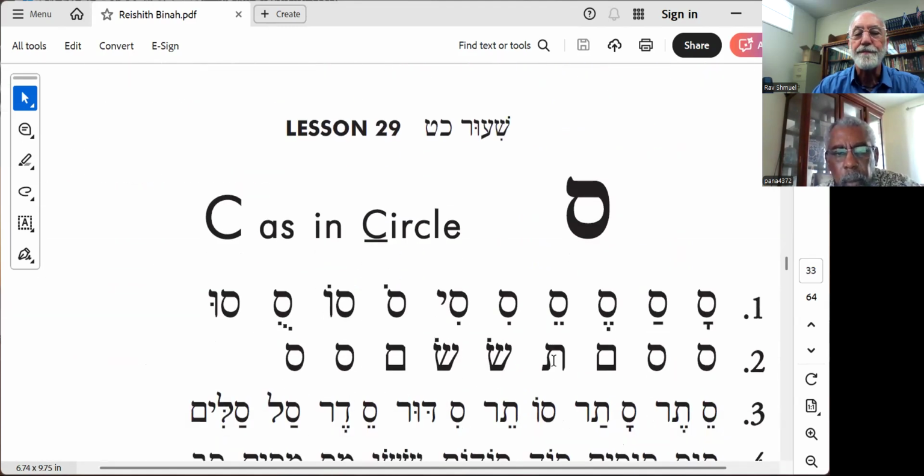All right, so let's do this letter. This is a samech. It's a hard S. I've even seen it interpreted as an X. Yeah, it's an S. Samuel. Circle.